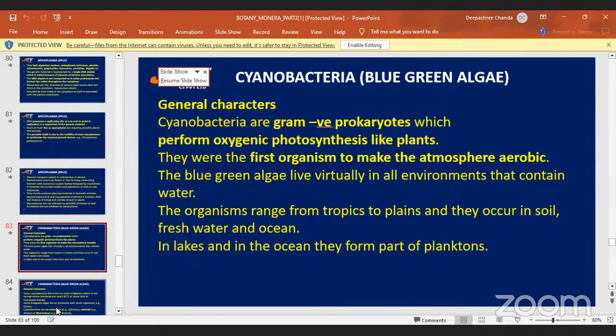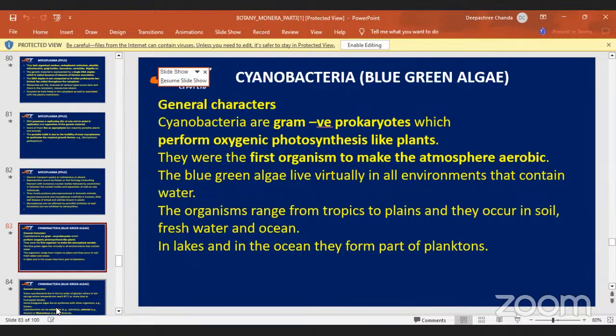So they were the first organisms to make the environment aerobic. Aerobic means presence of oxygen. Blue-green algae live virtually in all the environments containing water. The organisms range from tropics to plains and occur in soil, freshwater, oceans. In lakes and in the ocean, they form part of the planktons. So blue-green algae actually live virtually in all environments, which means they are in every part of nature.